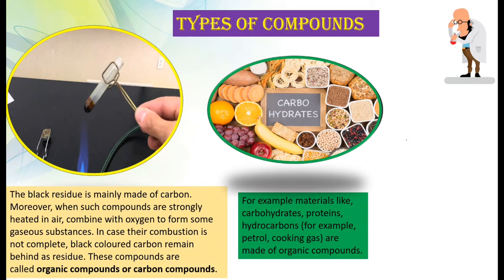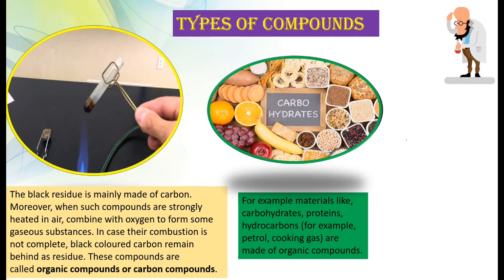Now, the black residue is mainly made of carbon. Moreover, when such compounds are strongly heated in air, they combine with oxygen to form some gaseous substances. In case their combustion is not complete, black colored carbon remains behind as residue. These compounds are called organic compounds or carbon compounds.